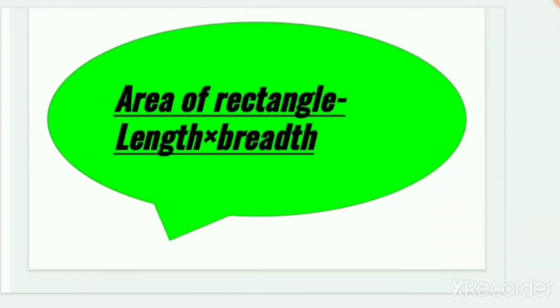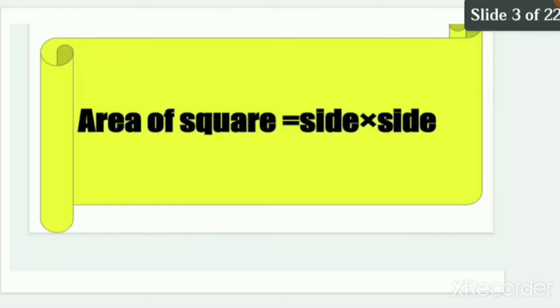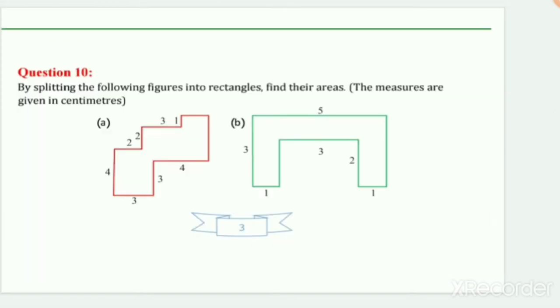Okay, tell me, what is the area of a rectangle? Area of a rectangle is length into breadth. Very good. What is the area of a square? Area of a square is side into side. Very good, my dear students. I know you all are learning at home. You know the definition of perimeter and the formulas for the perimeter of a rectangle and square. Okay. So we are going to start question number 10 of exercise 10.3.